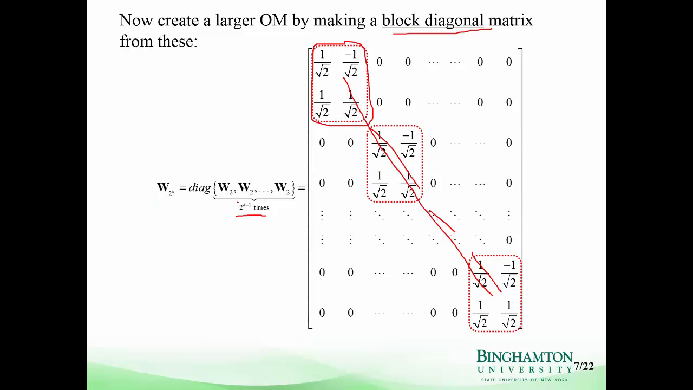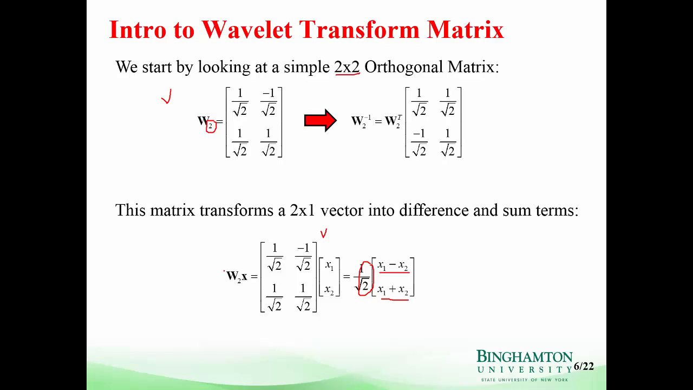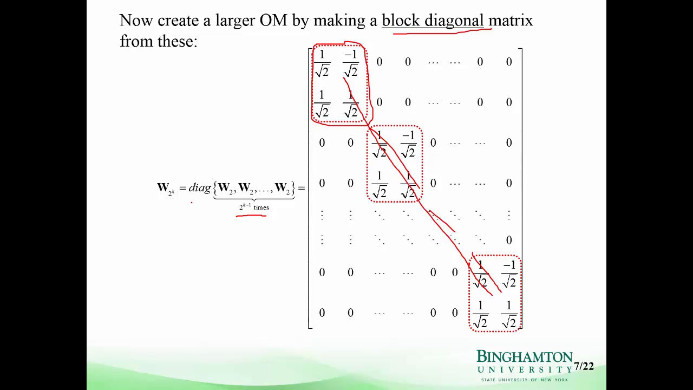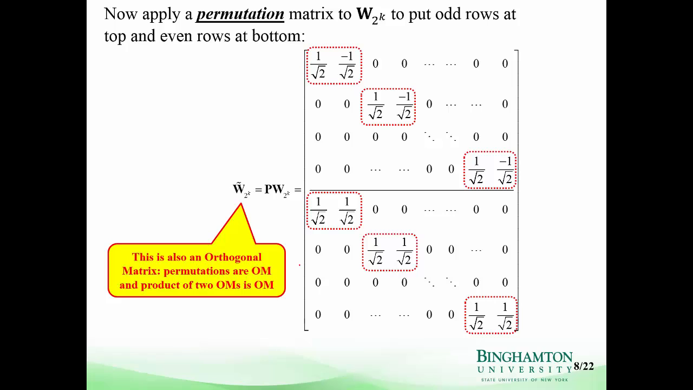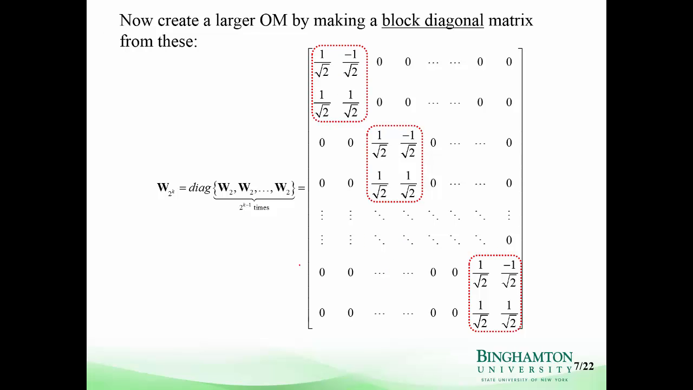That means that we'll have a 2k by 2k. So just like we used the 2 down here to represent this, we're going to use the 2 to the k down here to represent that. So we have a 2 to the k by 2 to the k matrix.